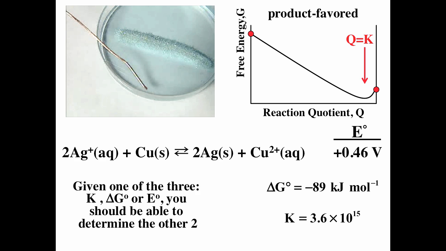And so if you have a positive potential, it means your delta G naught is negative, which means your K is large, which means the reaction is going to be product favored. And so silver ions plus copper metal going to silver metal plus copper ions is a spontaneous process. All you have to do is put a hunk of copper in a solution containing silver ions, and the reaction proceeds.